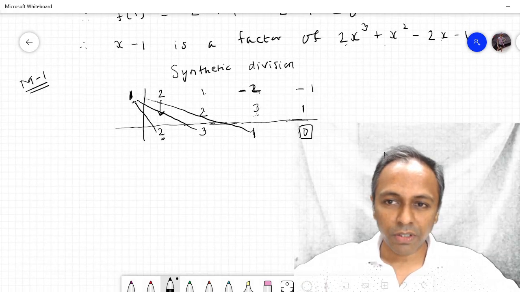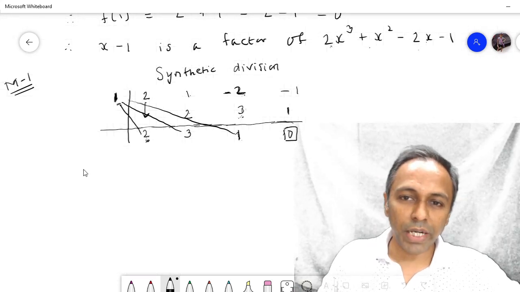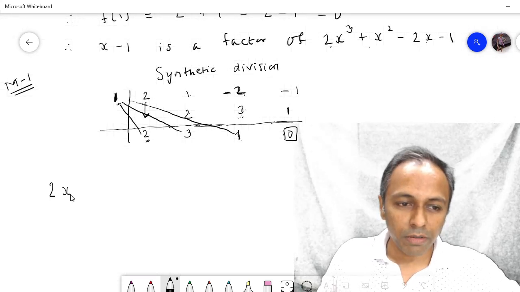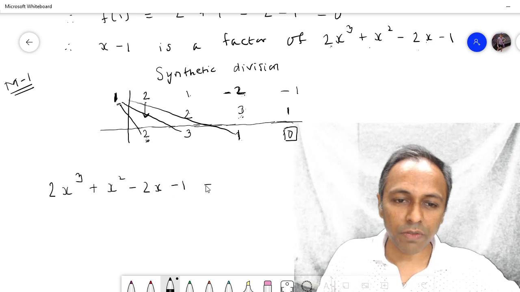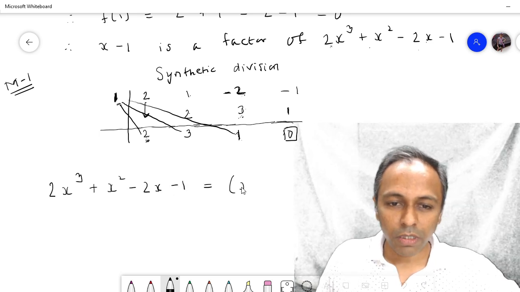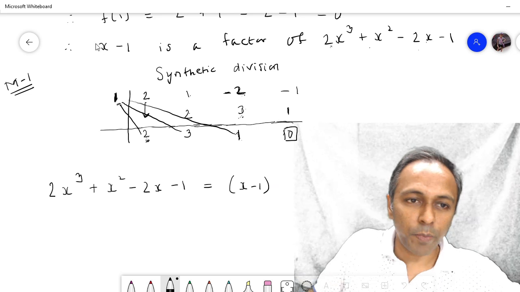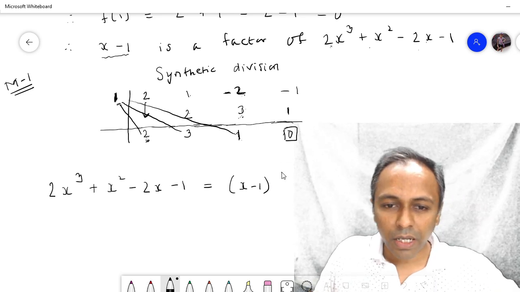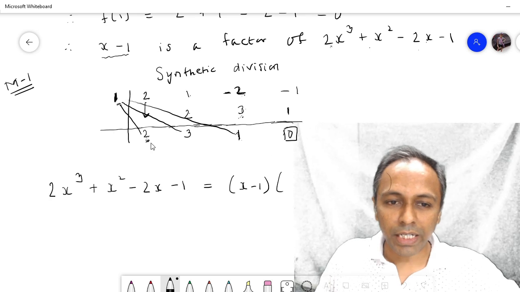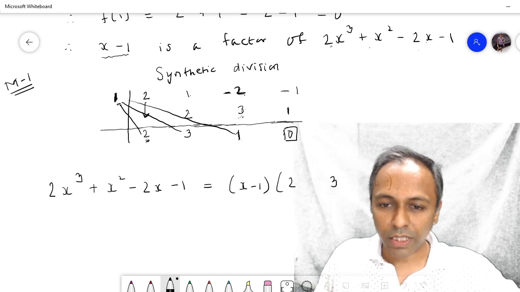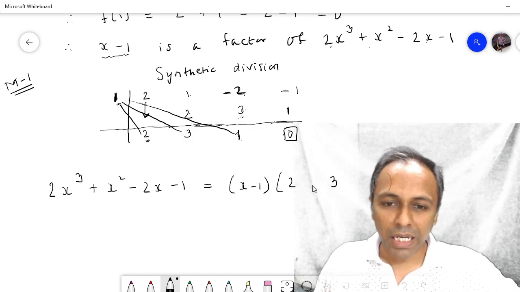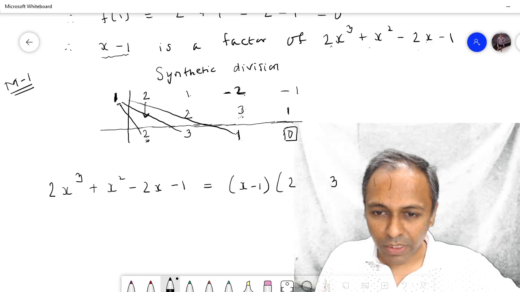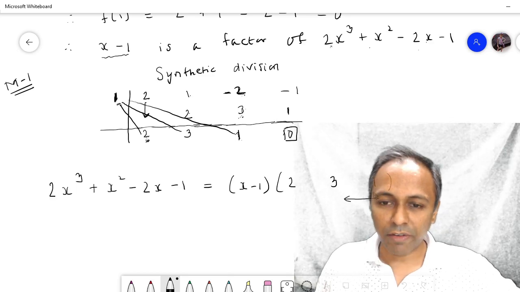After reaching here, you write down your polynomial again. That is your question. 2x cube plus x square minus 2x minus 1 is equal to, write x minus 1 that we are copying from here. Make a bracket and write 2, 3 and 1. All are positive, so we have just written them as it is. And start from this side towards the left.